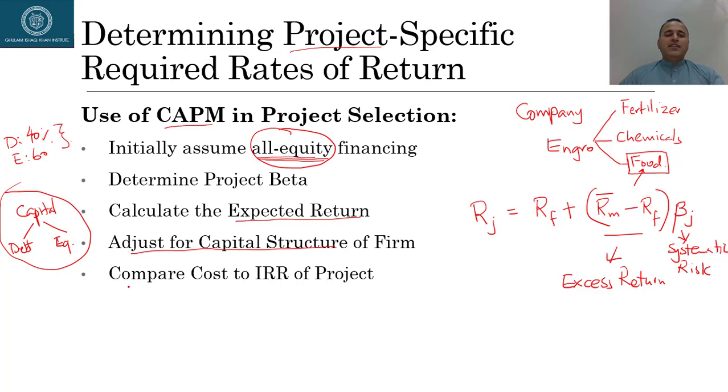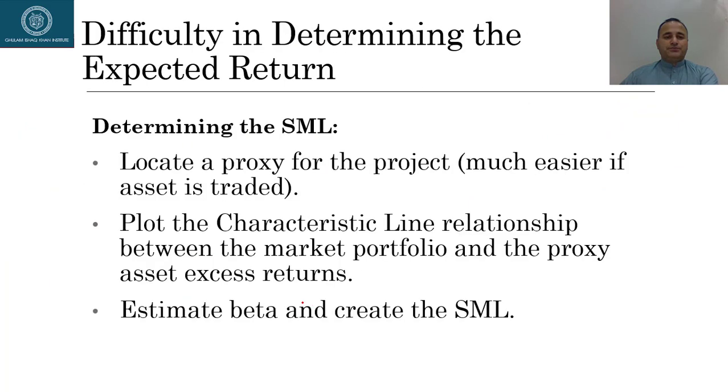And then the final step is for decision making. You have to compare cost to the IRR of the project. So, cost versus IRR, the internal rate of return for the project. If the internal rate of return for the project is more than the cost, of course you accept that project. But if it's otherwise, if its IRR is less than the cost, we reject that project.